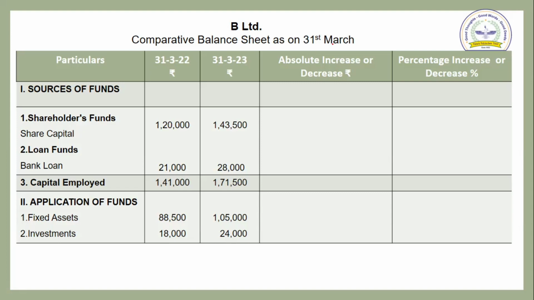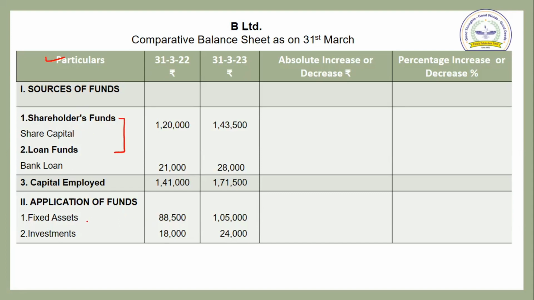Comparative balance sheet as on 31st March. So look here, students, particulars. Now only we have seen this. Sources of fund consist of two parts. One is proprietor fund, that is shareholder fund, and second one is borrowed fund, that is loan funds. So this is the total of capital employed.